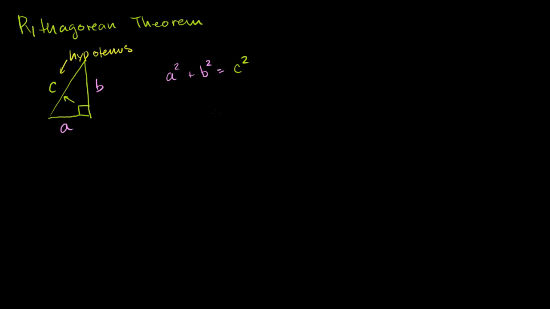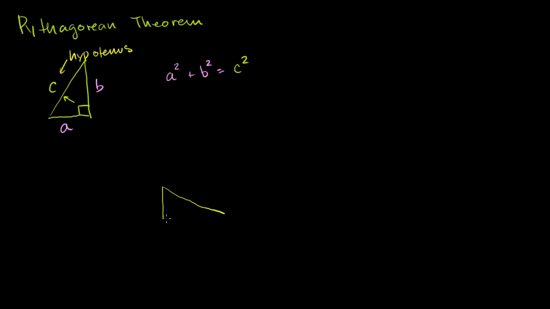And we did several problems where we use this to solve different triangles. What I want to show you in this video is really a visual proof of the Pythagorean theorem, to see why this actually makes sense. And to understand that, I'm going to draw a little bit of a diagram here. So let me draw a little right triangle here.